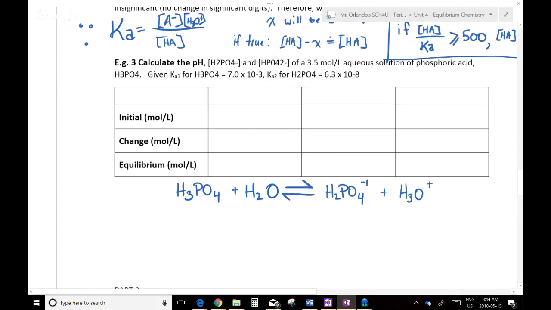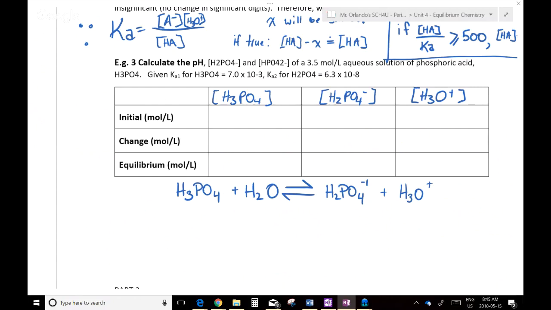Okay. So this is the first thing we're going to do. And what am I going to put in my table here? H3PO4. Good. Then? Yep, and? Great. And again, I didn't include water because water is essentially constant in all of this.